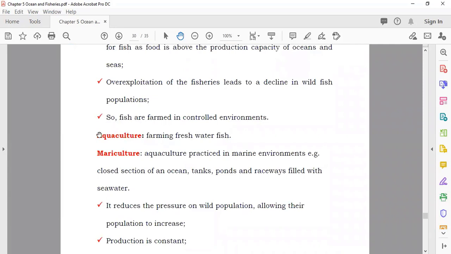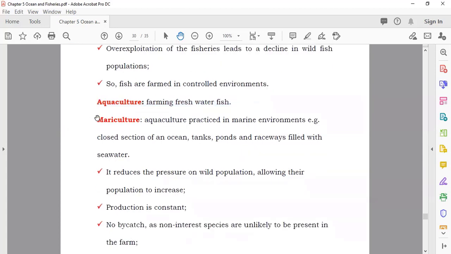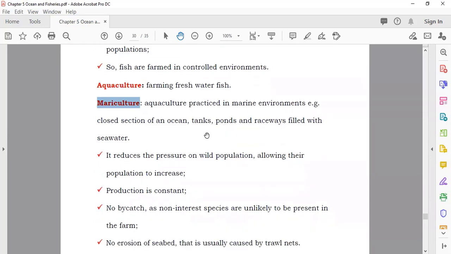Aquaculture means you will do the fishing in fresh water, like a lake or a river, like underground water you're taking. Mariculture means you are growing the fish, farming the fish in seawater. You are taking the water from the sea and putting it in the tank, and you can use this one, okay?